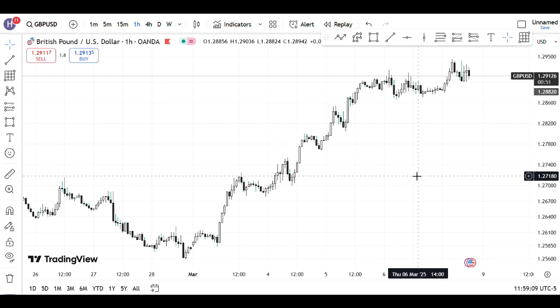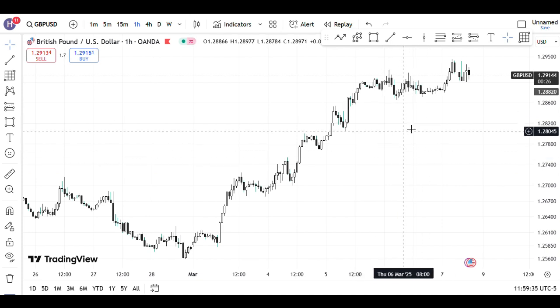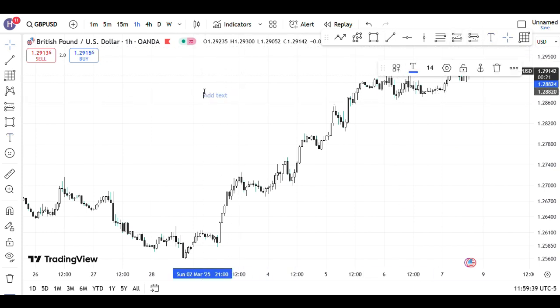How do we identify a valid fair value gap, how do we place the stop loss, and how do we place the take profit, right? And I will also slightly discuss the risk rewards. So this is a very important entry model using FVG.